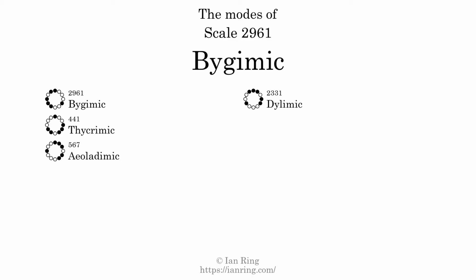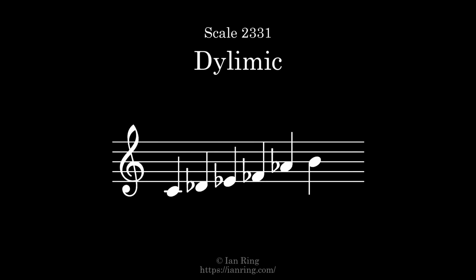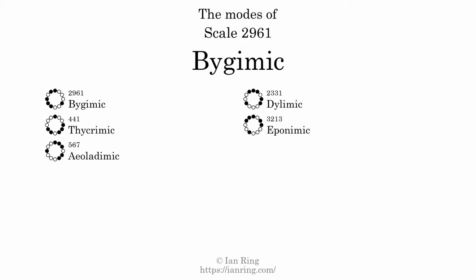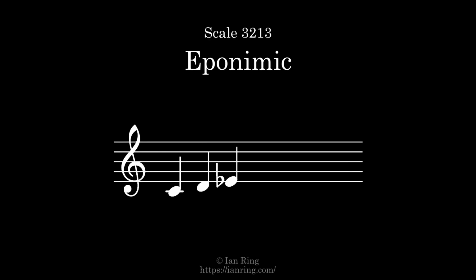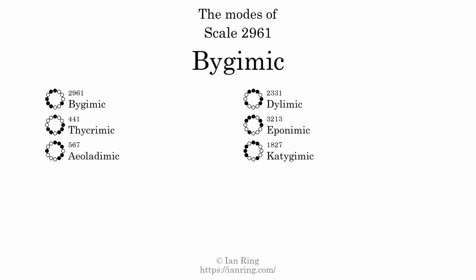The fourth mode is scale 2331, also known as Bygimic. It sounds like this. The fifth mode is scale 3213, also known as eponymic. It sounds like this. The sixth and last mode is scale 1827. Also known as catagimic. It sounds like this.